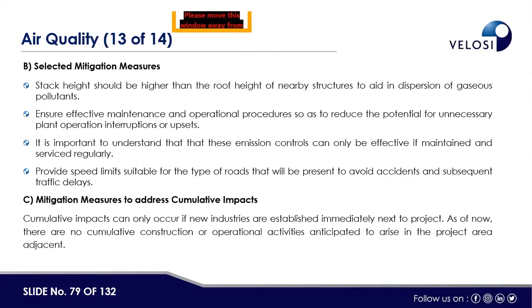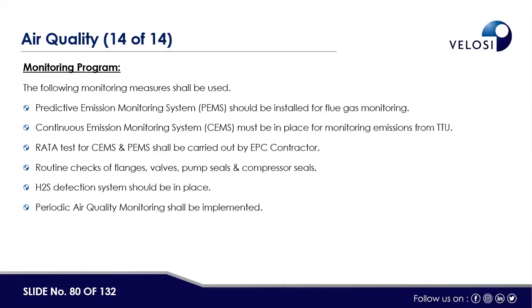Ensure effective maintenance and operational procedures so as to reduce the potential for unnecessary plant operation interruption or upsets. It is important to understand that these emissions controls can only be effective if maintained and serviced regularly. Provide speed limits suitable for the type of road that will be present to avoid accidents and subsequent traffic delays. And then we propose some mitigation measures to address cumulative impacts. Cumulative impacts can only occur if new industry is established immediately next to the project. As of now, there are no cumulative construction or operational activities anticipated to arise in the adjacent project area.